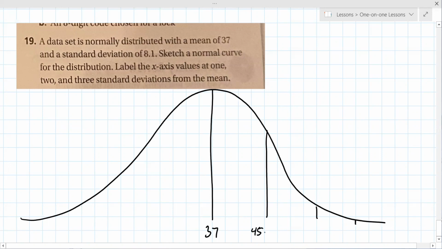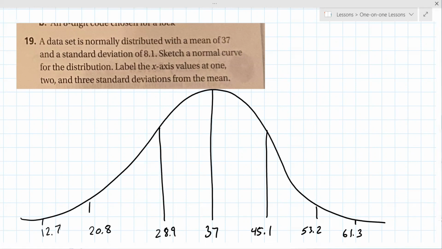So this is 45.1, 53.2, and then 61.3. And now you have to go the other way. The only thing I think is harder about this is that you're subtracting, which is not as easy to do. So subtract 8.1 from 37, that's 28.9. Subtract 8.1 again, you get 20.8. Subtract 8.1 again, you get 12.7. And then you can throw in those percentages if you want.